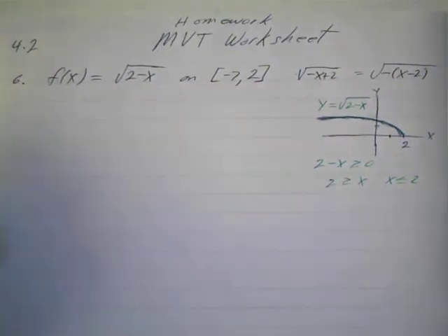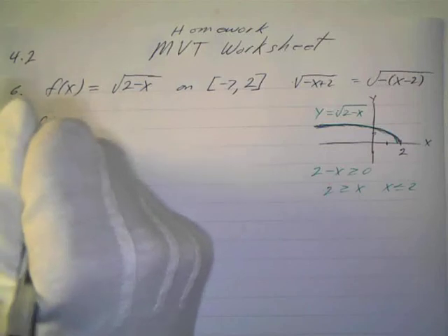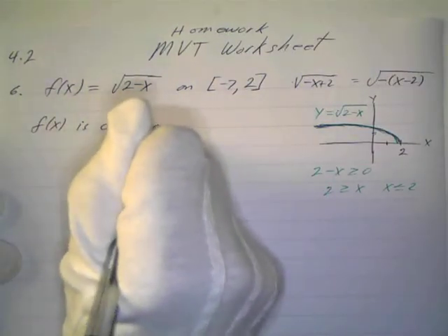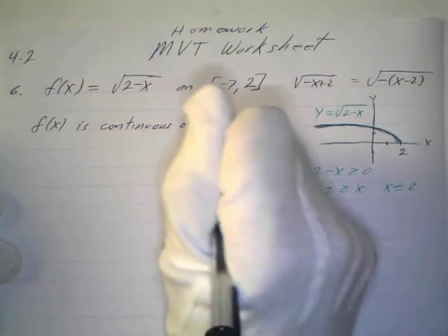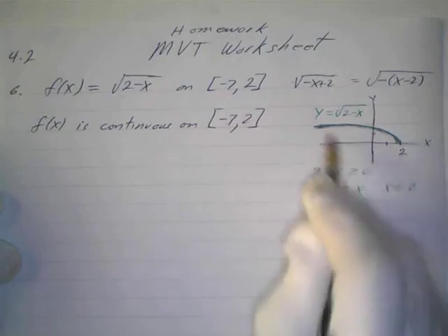So we can say that f of x is continuous, and you can see it's a smooth curve, so f of x is continuous on this closed interval, -7 to 2. And it's nice to see it graphically. I think it makes a little more sense.